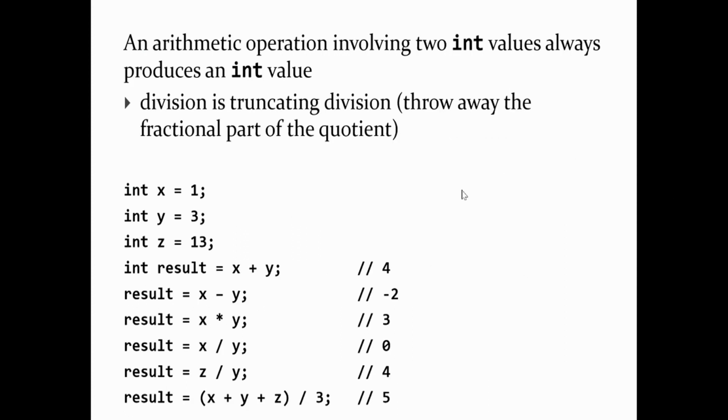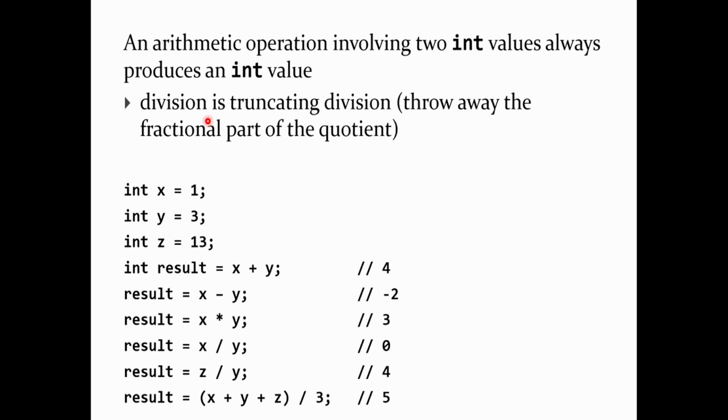So remember, there's a minimum and a maximum value for all primitive types. And so if you do arithmetic with int, the question becomes, well, what happens if I take two really big int values and add them together? What do I get? So the Java standard says, if you perform any arithmetic operation involving two ints, you always get back an int.